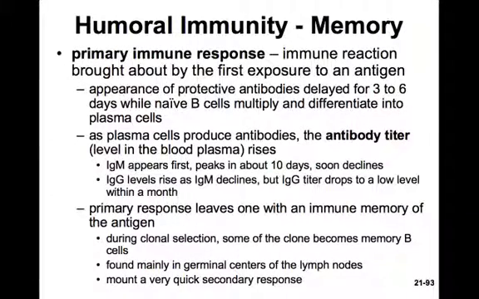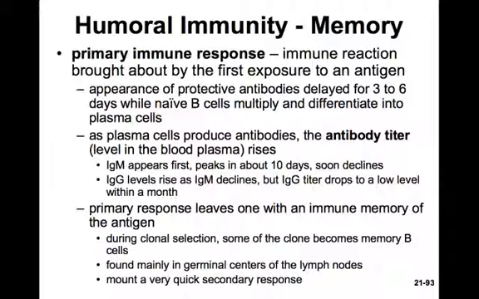When a person is exposed to a particular antigen for the first time, this immune reaction is called the primary response. The appearance of protective antibodies is delayed for about 3 to 6 days, while the naive B cells multiply and differentiate into plasma cells. Those plasma cells then produce the antibodies, and the antibody titer rises for that particular antigen. We'll see that it peaks about 10 days and soon declines.